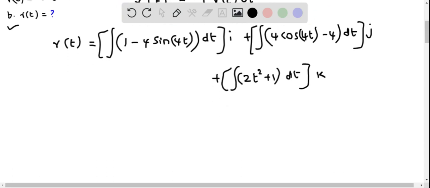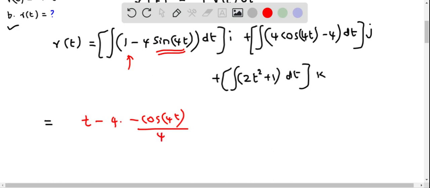Now let's integrate each of the terms. So we will have r of t equals, if you look at the i component, we have 1 here. So the integral of 1 dt is basically t, and minus we have this 4, and the integral of sine of 4t. So this is negative cos 4t divided by the derivative of 4t, that is 4. So I put 4 here, and this is for the i component.